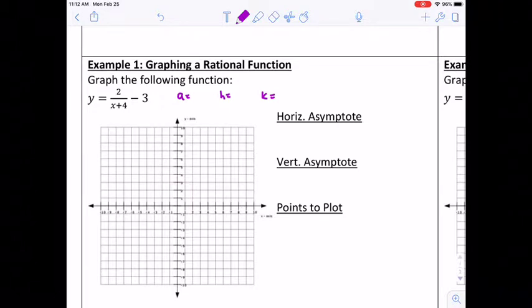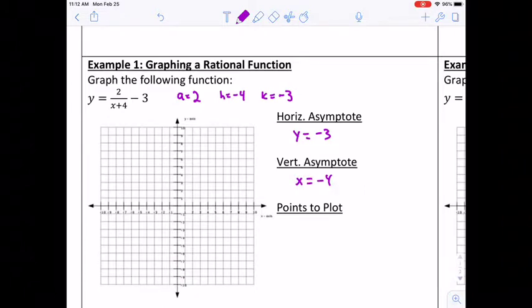A is always the number in the numerator. H is always the opposite of the number with X underneath in the denominator. And K is always the number to the right of your fraction. So now you have to find your asymptotes. Horizontal asymptote is always y equals your K value. And your vertical asymptote is always x equals the H value.